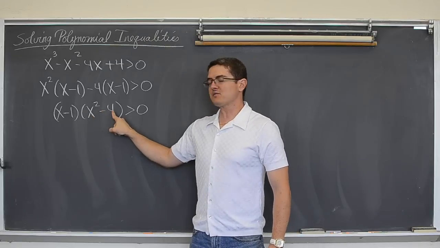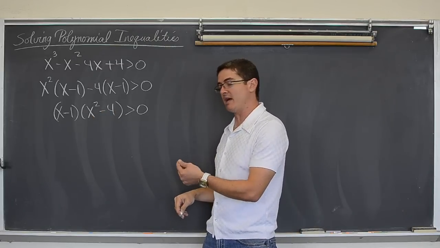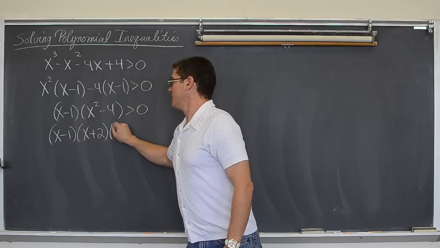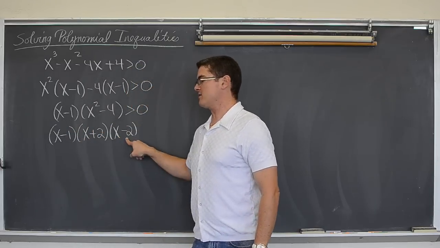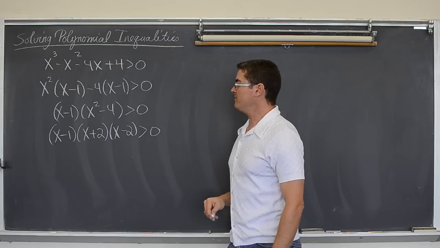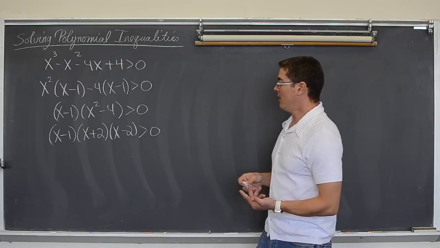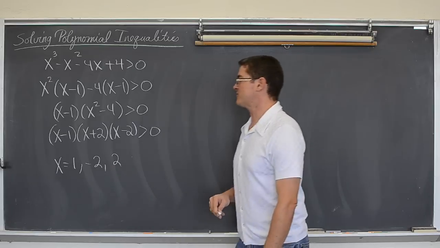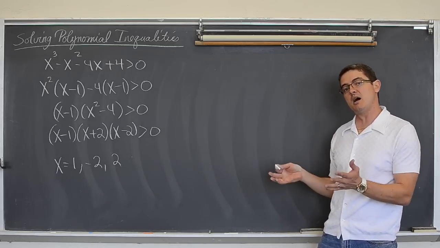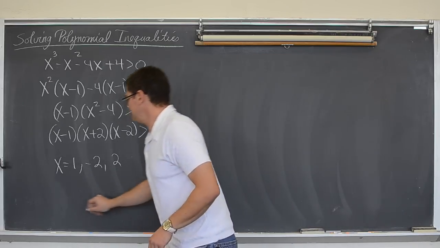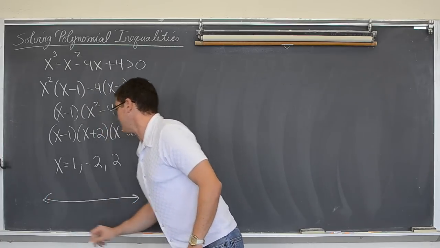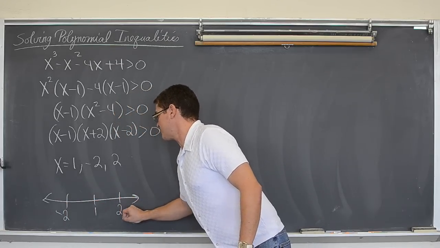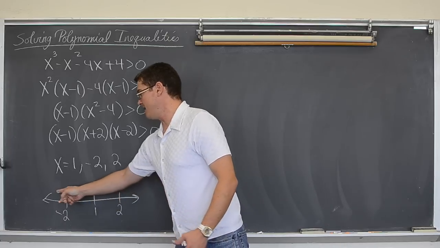And this is a difference of squares, so this is actually factorable again. So now we have x minus 1 times x plus 2 times x minus 2, the difference of squares pattern, is greater than 0. And my critical values on my number line are going to be x equals 1, negative 2, and positive 2. And again, if this were an equation, we would be done, but it's not. So we're going to have these values on the number line: negative 2, positive 1, positive 2.